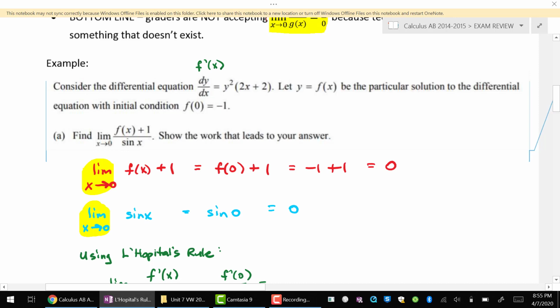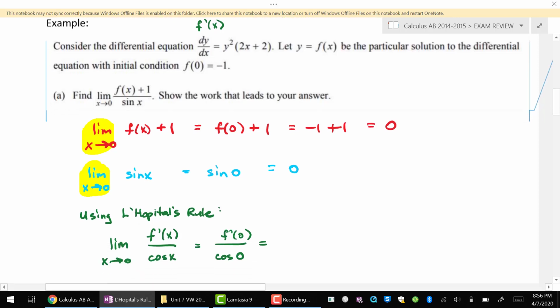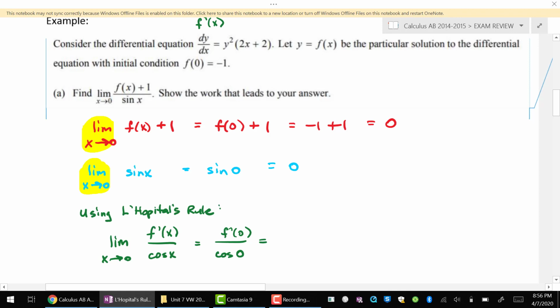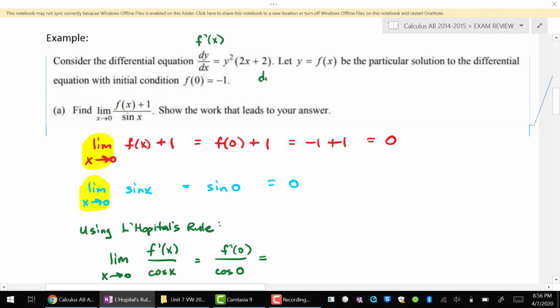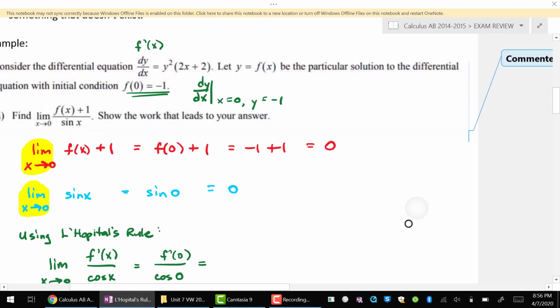The definition of f prime, or dy dx, is y squared times (2x plus 2). Well, we want to compute that at 0. So, in other words, what is dy dx when x equals 0? But when x equals 0, I know that y is -1 from this initial condition. So now I have the two values, and I can plug them in.